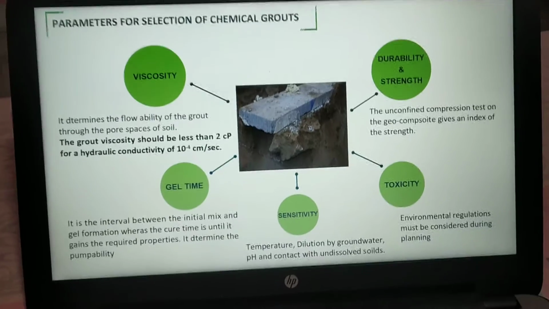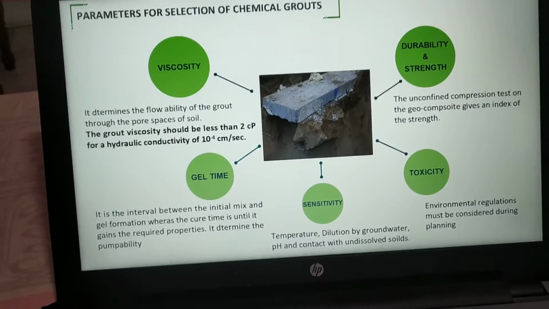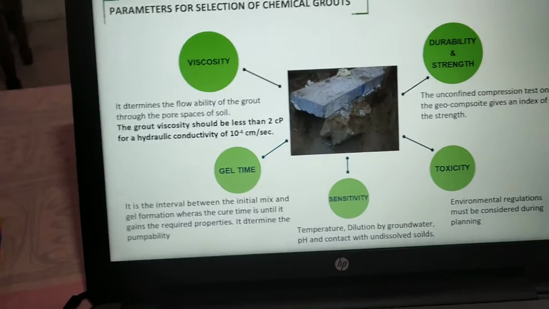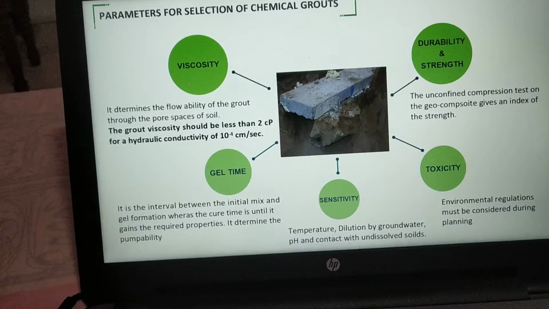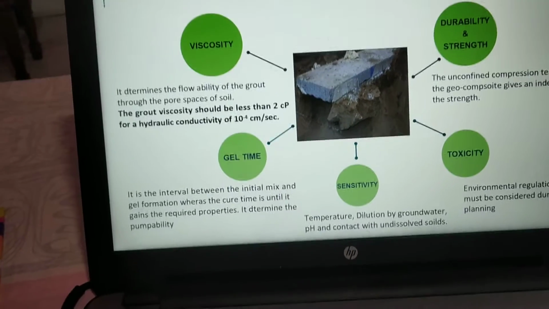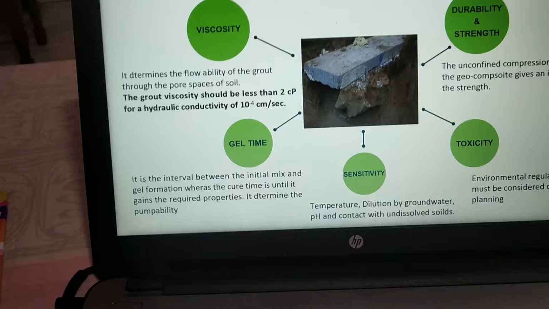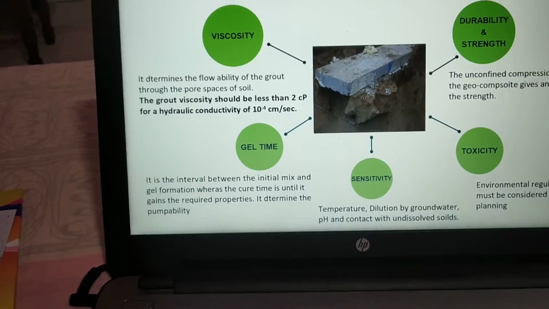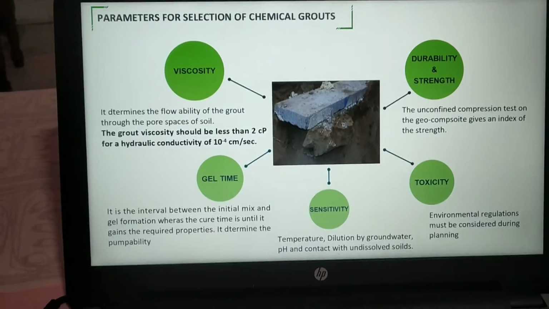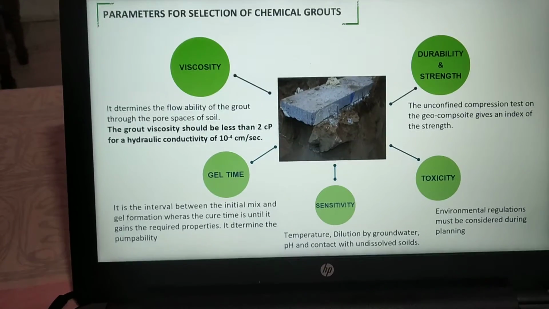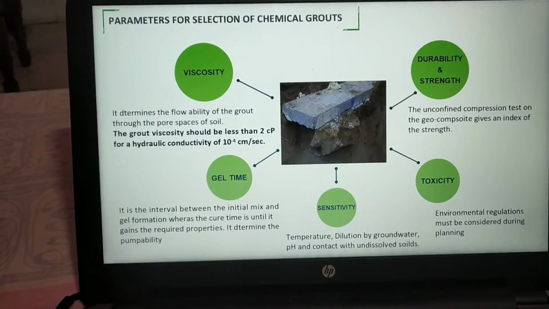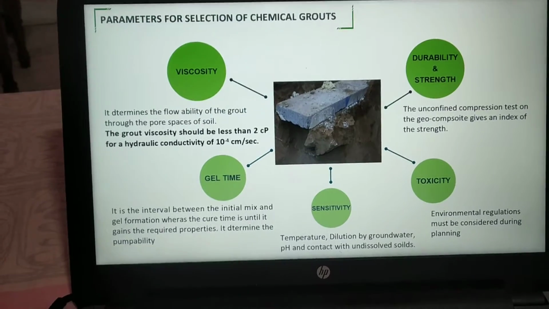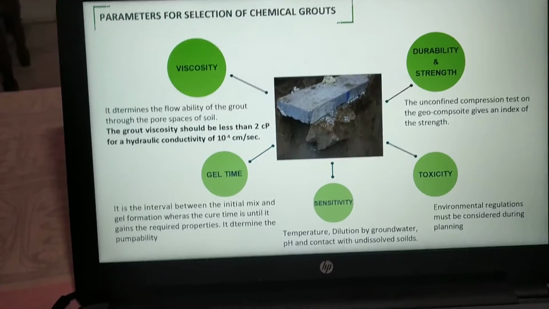Now since we already know about the chemical grouts like the acrylates, acrylamides, the epoxies, resins, etc., we also have to consider the parameters which will best suit the material on which we have to use the chemical grout. Now these parameters can be classified into five major parts, which include the viscosity of the grout, gel time, the sensitivity, toxicity, and the most important, durability and strength.